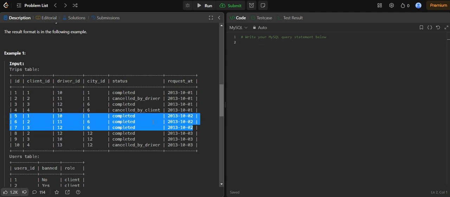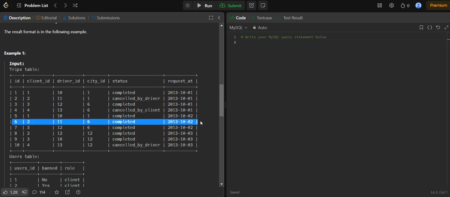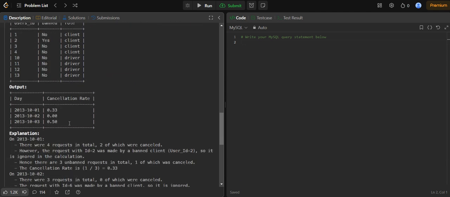Next, for the 2nd October, how many observations are there? 3 records are there. But for 1 record, the client ID is 2, so I will not consider this record. Now the remaining 2 records, both were completed. So there is no cancellation. So the cancellation rate is 0.